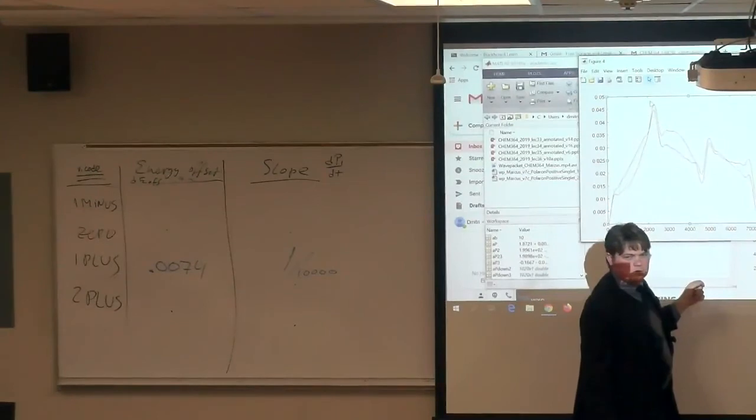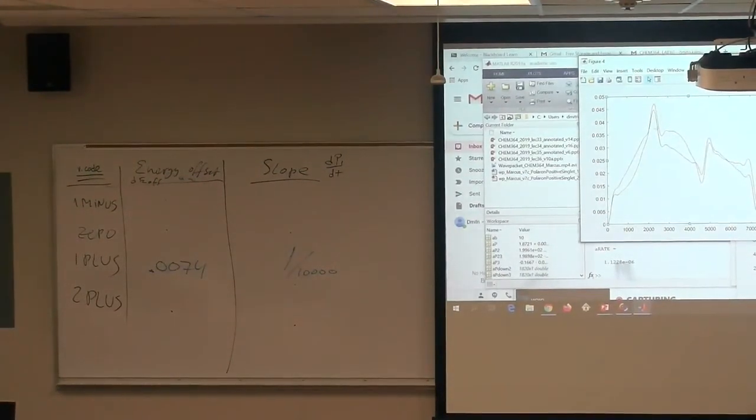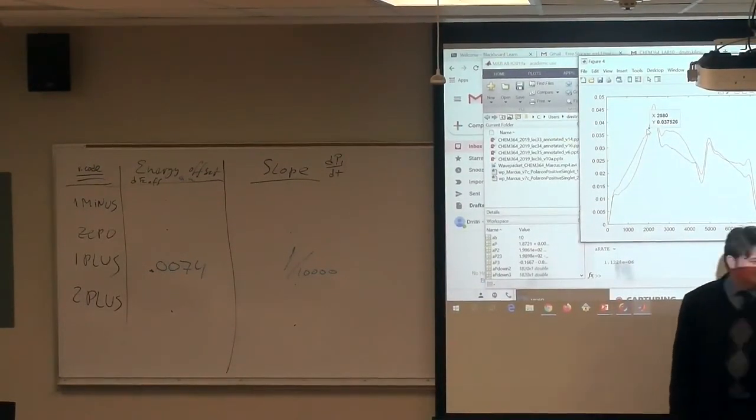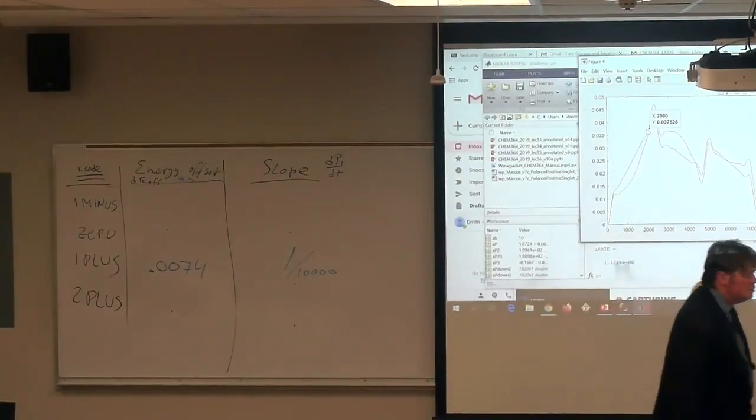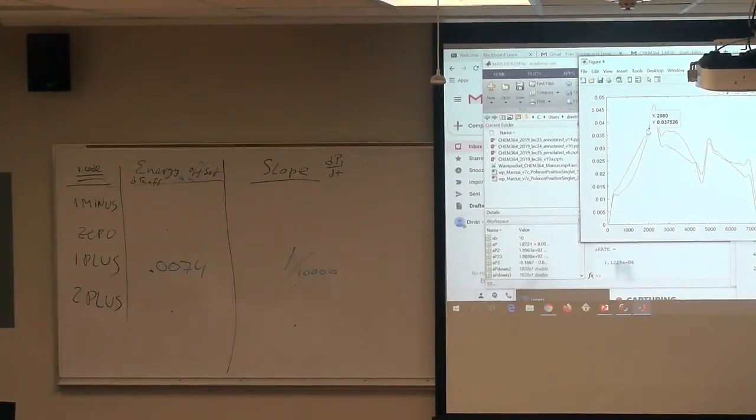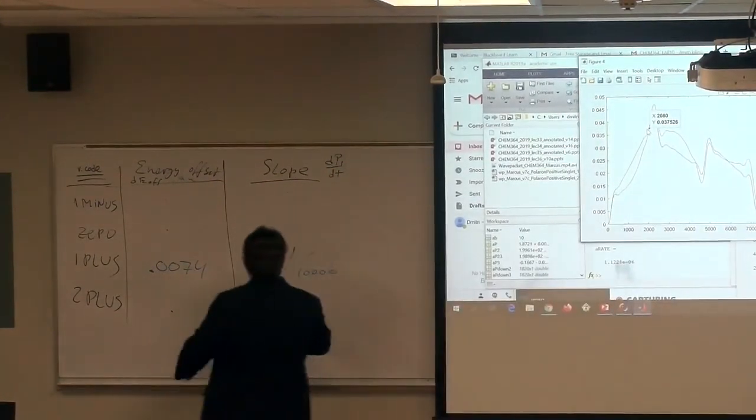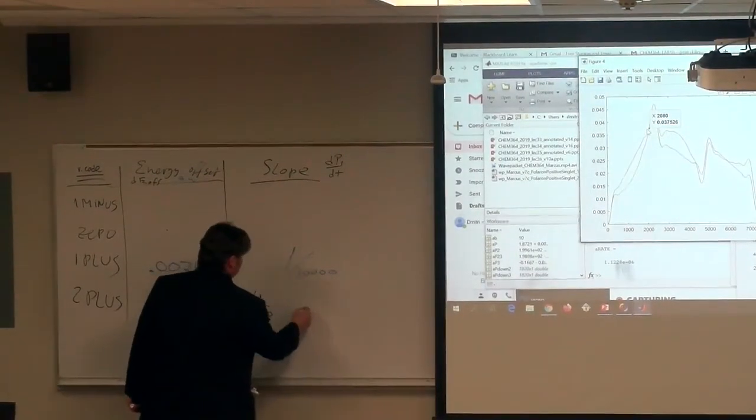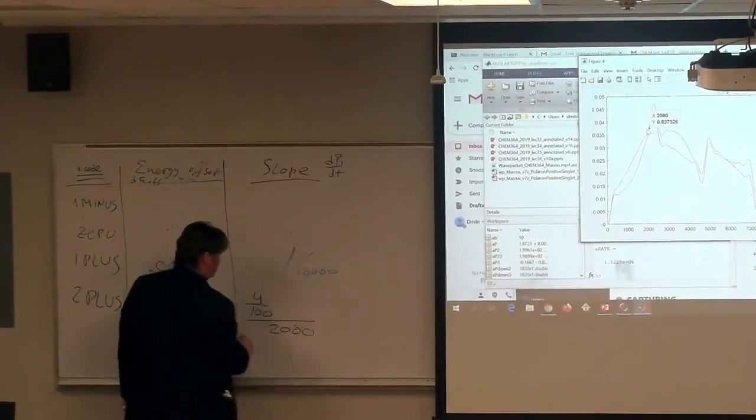If you click on that point with the mouse, there are several, I need to maybe disable this. Yes. I am not strong in math. Can you help me divide these two numbers? So, approximately 4 by 100 divided by 2000, right?